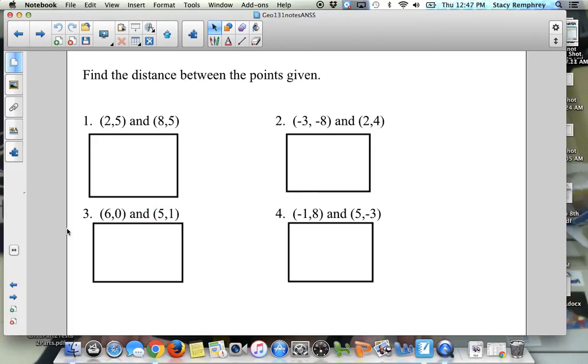All right, so you can try these. Find the distance between these points if you want to kind of sketch, or if you would like to use the distance formula, do what works for you, and then come back and check.